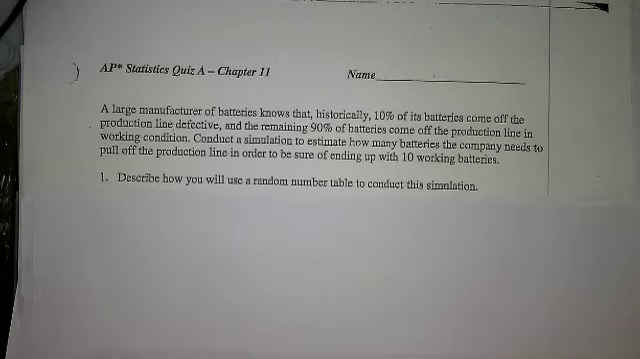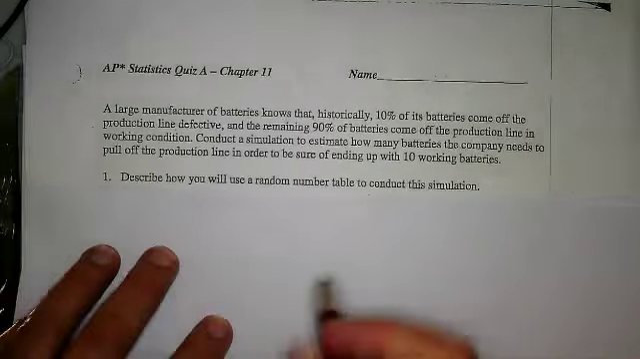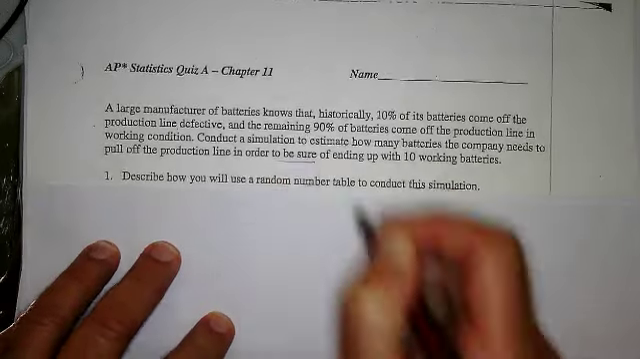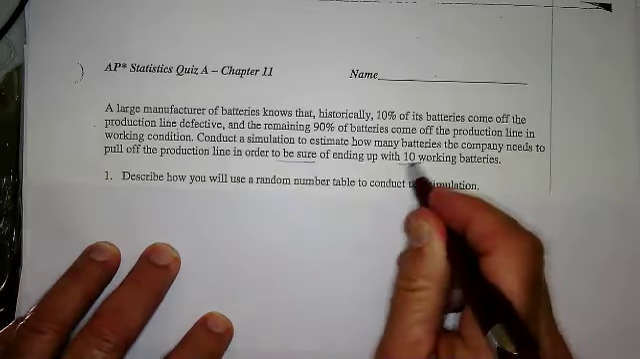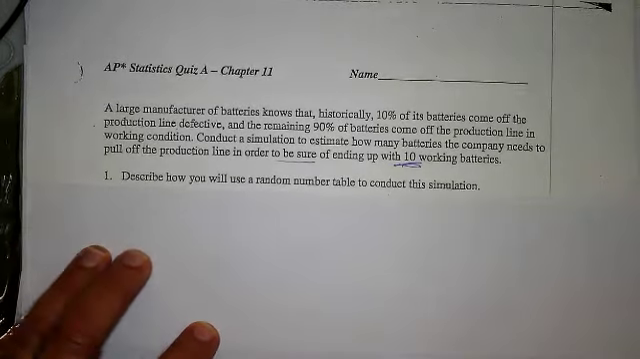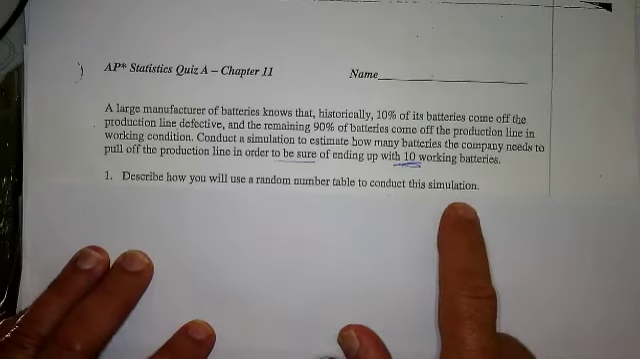We have a large manufacturer of batteries, and they know that historically 10% of their batteries that come off the production line are defective. So that means the remaining 90% are working. So we're going to conduct a simulation to estimate how many batteries the company needs to pull off the production line to make sure, and here's the key phrase, to be sure that they have 10 working batteries. So we're looking for 10 working batteries. So we're going to describe how we're going to do that.